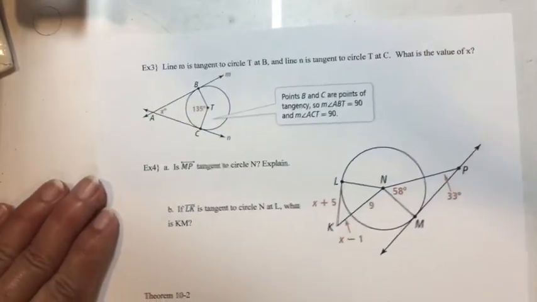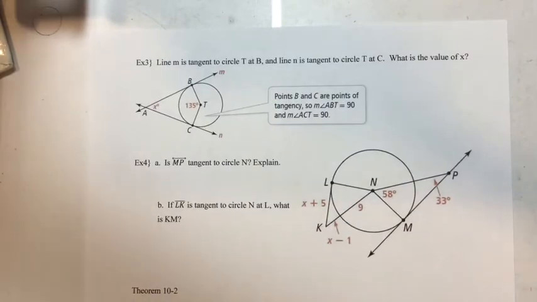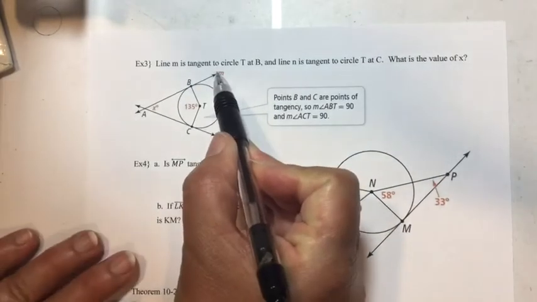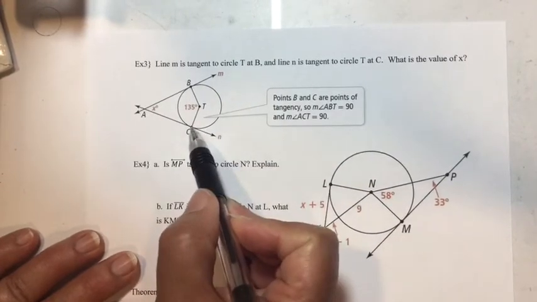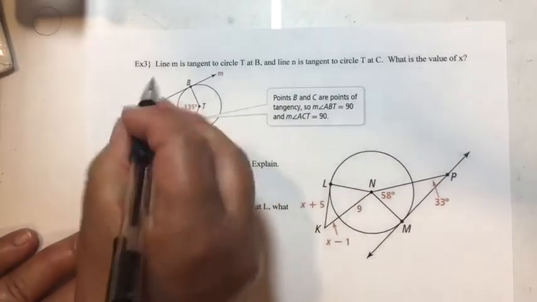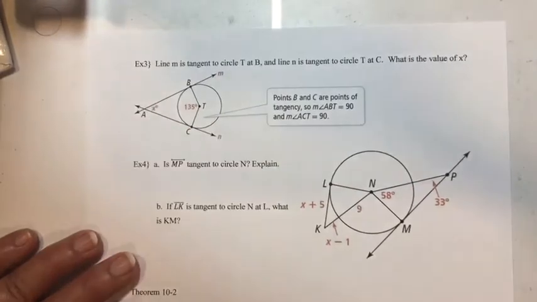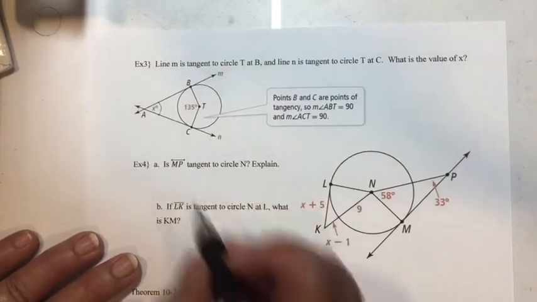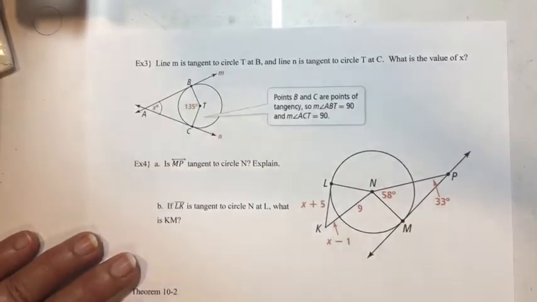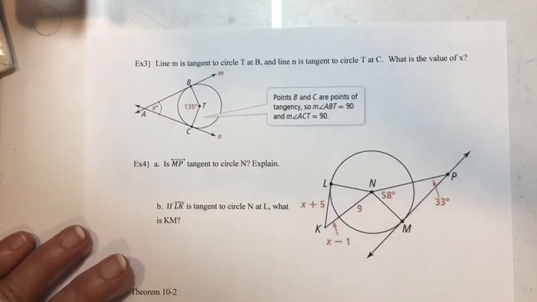All right, moving on. In example 3, we have line M right here, tangent to the circle at B, and N tangent to the circle at C. And we're wanting to figure out the value of x, this angle. Well, you're given this one is 135. Notice this is a four-sided figure or a quadrilateral.